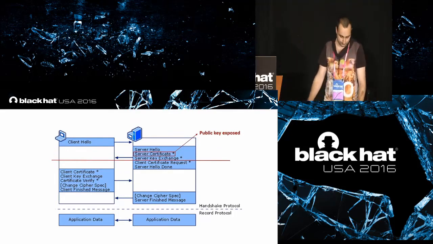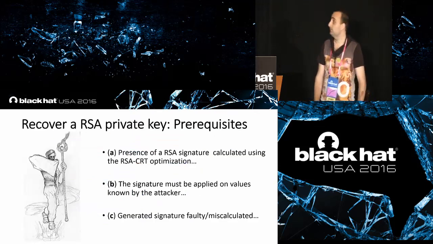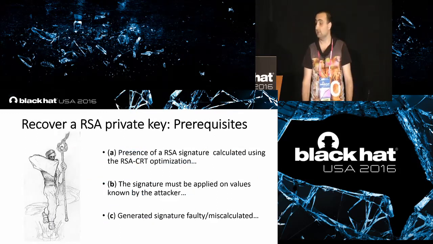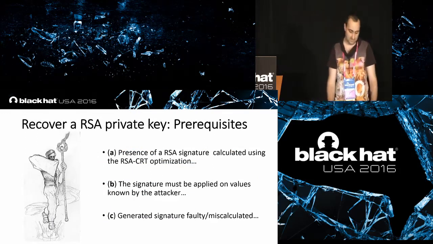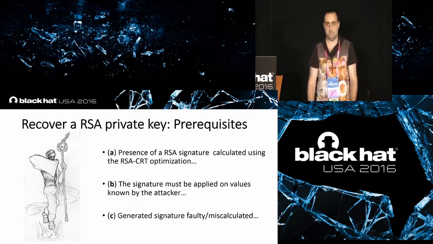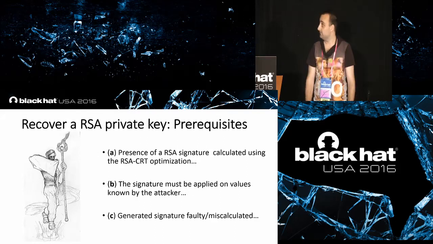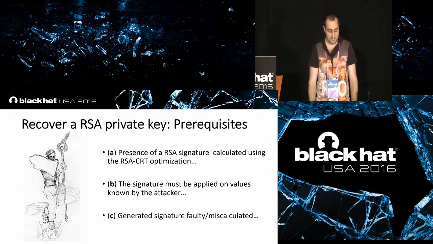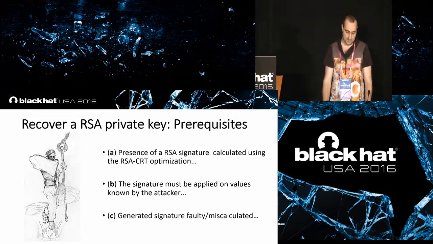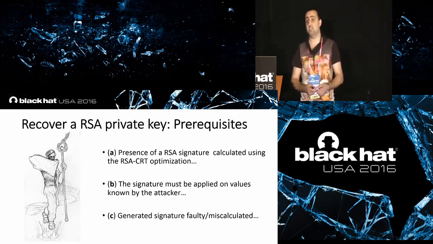To do that, we require three preconditions that, as we will see later, are not so difficult to happen in real life. Basically, we require the presence of an RSA signature, which is generated with the RSA CRT optimization. It must be applied on values that the attacker knows in plain text, and of course, it must be faulty. I mean, it must be generated in a wrong way by the server.